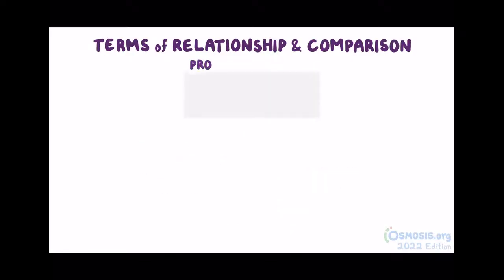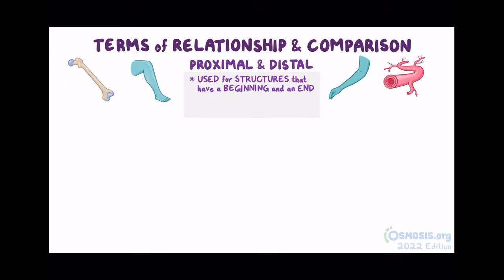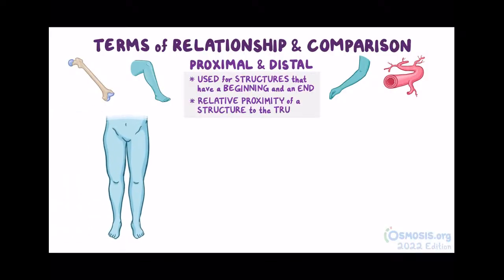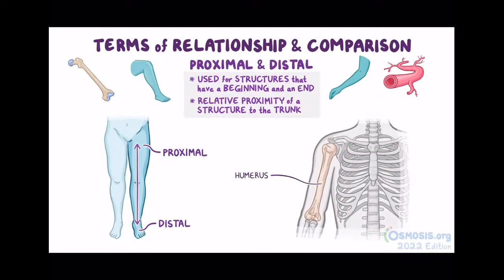Lastly, the terms proximal and distal are used for structures that have a beginning and an end, such as limbs, bones, or blood vessels. In the limbs, these terms describe the relative proximity of a structure to the trunk. For example, the thigh is proximal to the foot because it's closer to the trunk. And of course, we can say the foot is distal to the thigh. These terms are also useful in describing two ends of bones. For example, let's take the humerus, the long bone of the arm. Its proximal portion helps form the shoulder joint, while the distal portion helps to create the elbow joint.